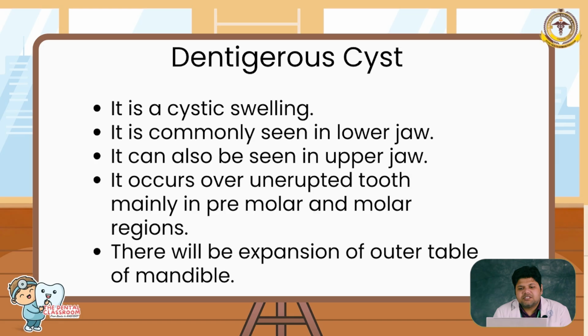Dentigerous cyst, it is also called follicular odontome. It is a unilocular cystic swelling arising in relation to the dental epithelium from an unerupted tooth. It is commonly seen in the lower jaw but can also be seen in the upper jaw. It occurs over the crown of an unerupted tooth, commonly in relation to premolar or molar. It causes expansion of the outer table of the mandible.